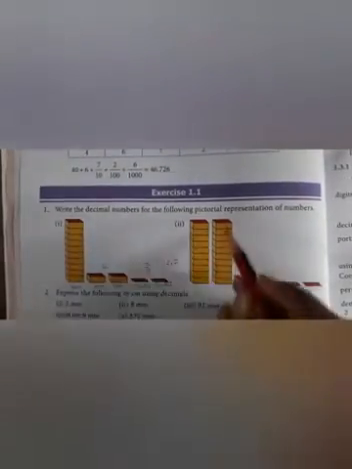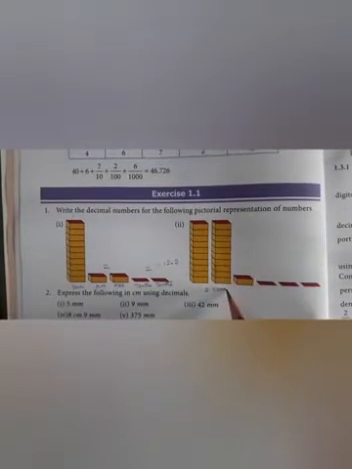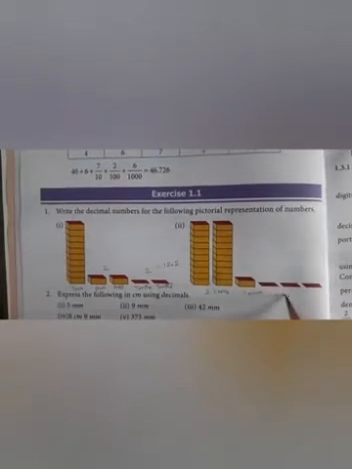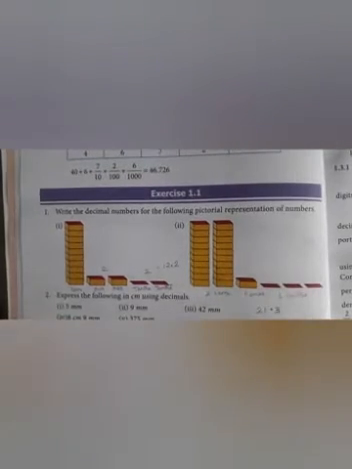The same way here, 2 bars with 10. So 2 tens, 1 ones and 3 tenths. Tenths will always be after the decimal point. So 3, this is 21. So this is the answer.